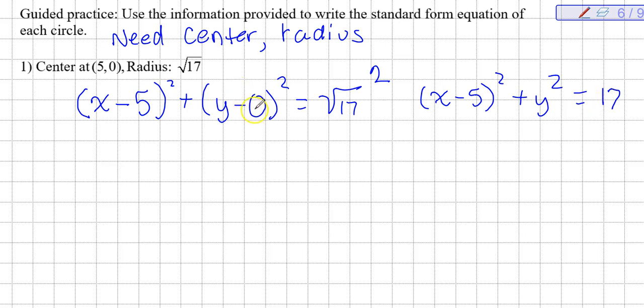Okay, so since there was no shift on the y, there's no need for those parentheses because it's not shifting up or down. But the conditions still exist. Same coefficient of your x and your y. They're both the second power and they're being added. It's a circle. Questions? Awesome. Moving on.